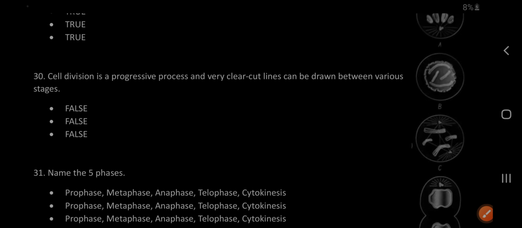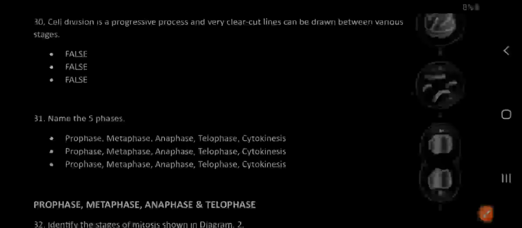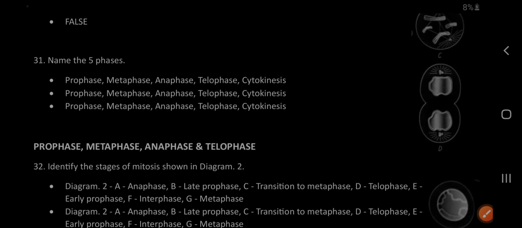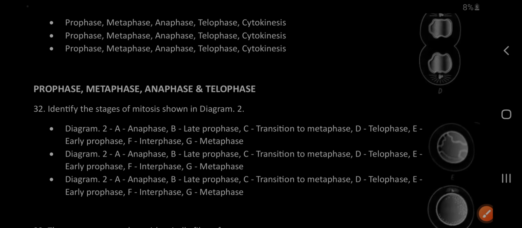Name the 5 phases. Prophase, metaphase, anaphase, telophase, cytokinesis.